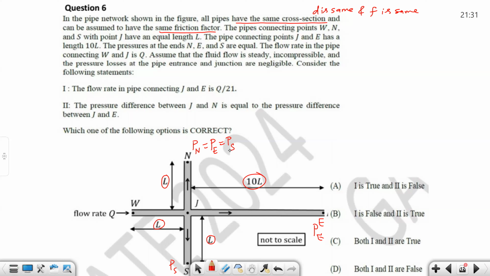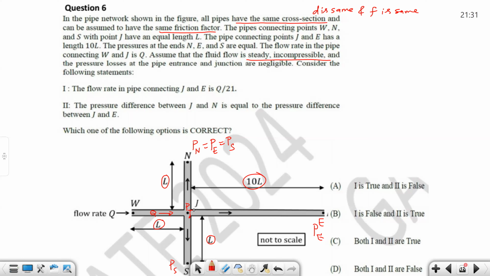The flow rate in the pipe connecting W to J. So the flow rate through this is Q, W to J. Assuming the flow is steady, incompressible, and pressure losses at the pipe entrance and junctions are negligible, the following statement. So steady, incompressible. Now, if you look at the pressure drop, this is the pressure at the junction J.